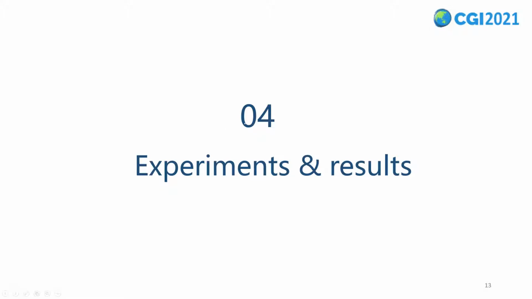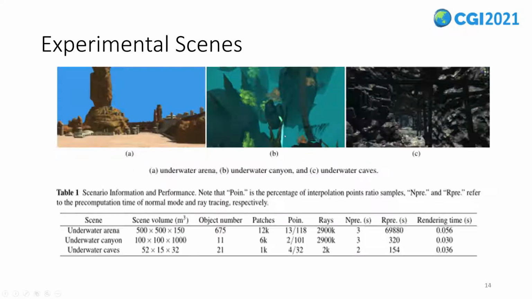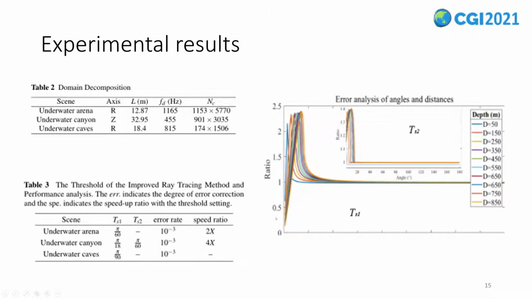Next, we show our result. We test our method for various underwater scenes, as shown above. Table 1 shows the geometric details of our experiments. Table 2 includes the selected domain axis, the mathematical expectation L of the box size along the domain axis, boundary frequency Fd, and the number of grids Nc.